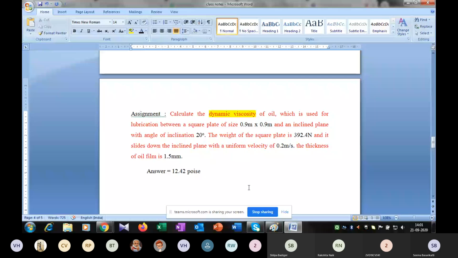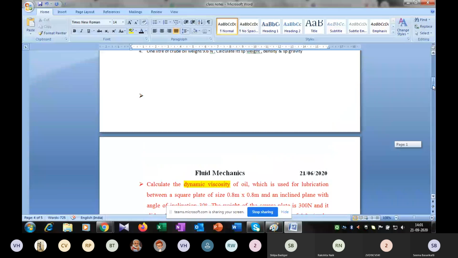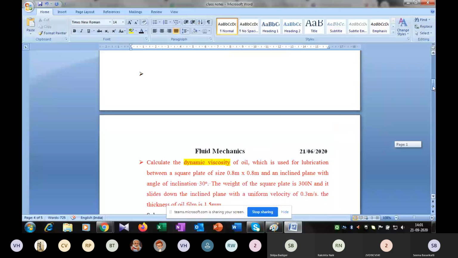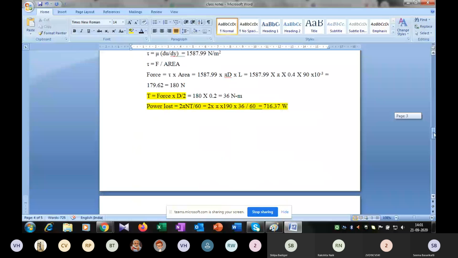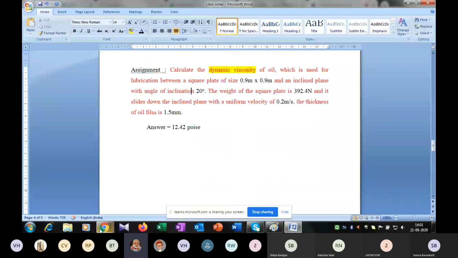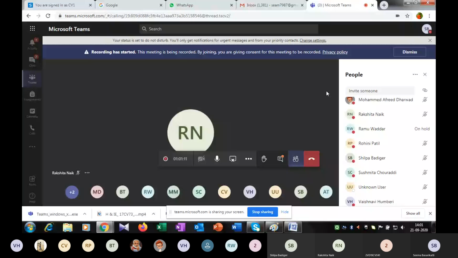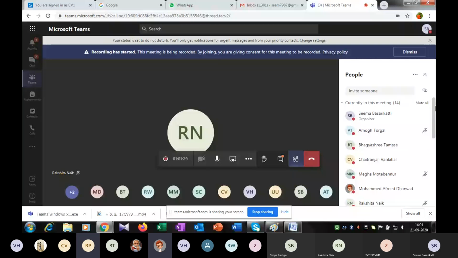Yes, students, is there any doubts in today's session? No, ma'am. What about others? Afreed, are you there? Ramu Vaddar, Rohini Patil, Shilpa Vadige, Sushmita. You all are there? Yes, ma'am. Is there any doubts in this? No, ma'am. These problems are very important.